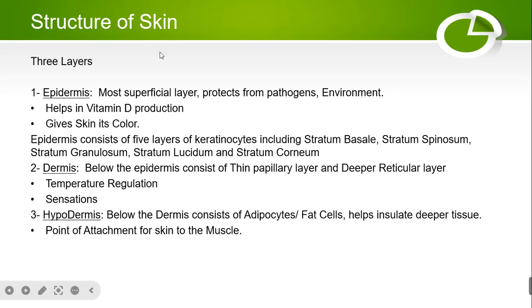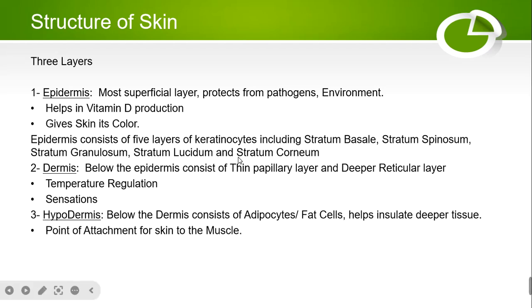So let's look into the detail of those. The epidermis is the most superficial layer, and it protects the body from pathogens and environmental threats. It helps in vitamin D production, and it gives skin its color because it has a pigment known as melanin, and melanin gives skin its various coloration from darkish brown to reddish color, which are present in different races.